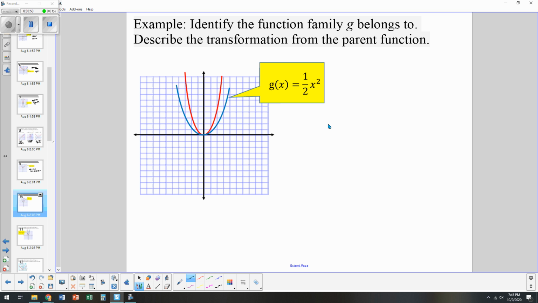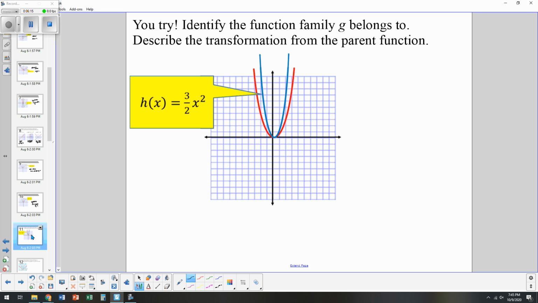In this next one, we have a quadratic. We're looking at parabolas. And the number in front is 1/2, which means it's between 0 and 1. So we're looking at a vertical shrink by a factor of 1/2. And notice in this one, my original was red. The blue one is much wider. So you try this one, pause it, and I'll show the answer.